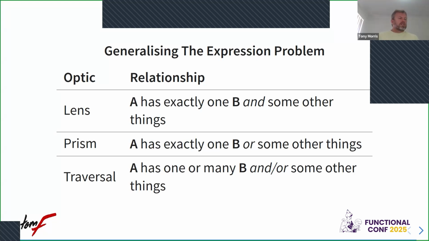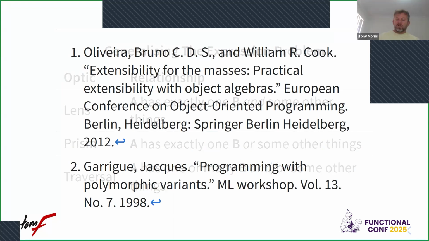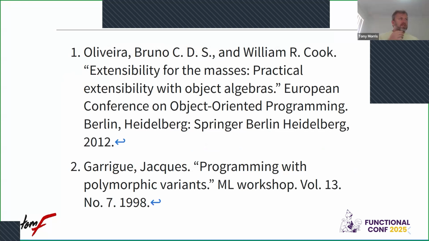The expression problem originally described by Philip Wadler is solved only by prism. So he was talking about data types defined by cases, or in other words, when A has one B or some other things, and those other things are the other cases. In general, optics solve other types of relationships as well for the expression problem. That's everything I've got. These are just the links to the original papers for object algebras and polymorphic variants.